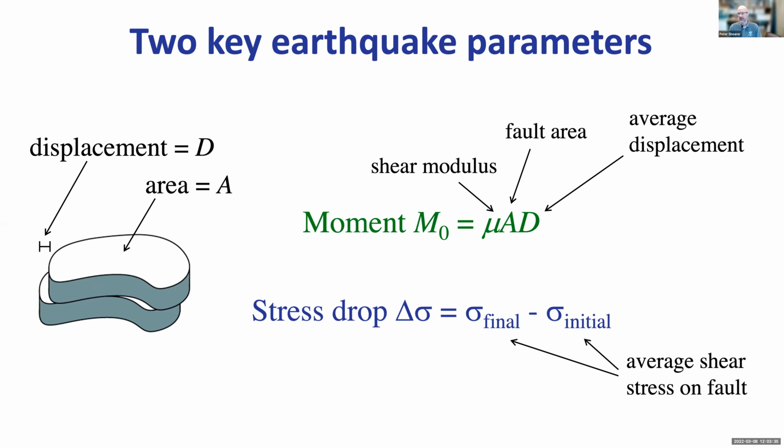And two key parameters for earthquakes are shown here. There's the moment, which is related to the product of the fault area and the slip on a fault. And it's the most fundamental measure of the size of an earthquake. But the moment alone doesn't tell you whether you had large slip on a small fault or small slip on a large fault. And that is more related to what we call the stress drop, which is the change in the shear stress that occurs on the fault.